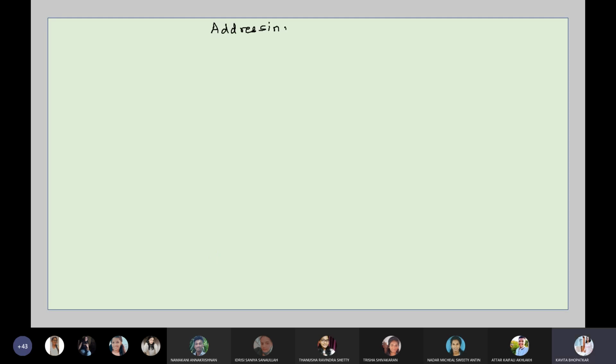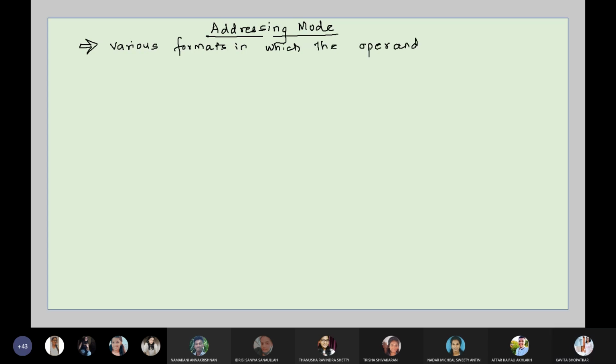Now first let us understand what we mean by addressing mode. So basically the addressing mode of the microprocessor is the various formats in which the operands are specified. So basically it is the various formats in which the operand is specified. So at this junction, let me introduce what we mean by an operand.